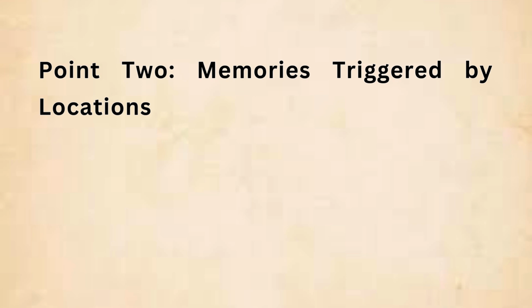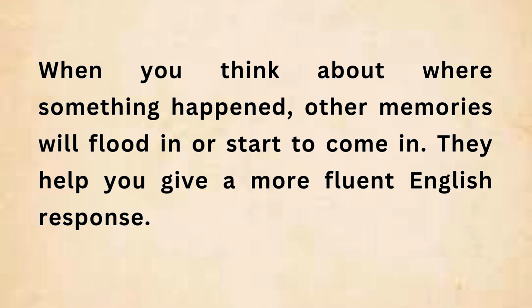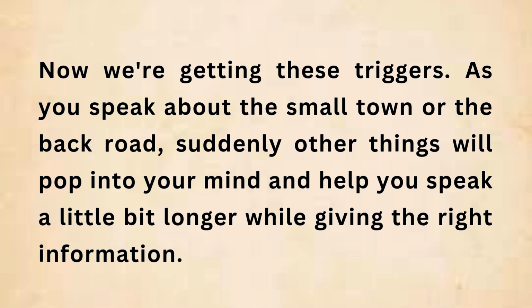Point 2. Memories triggered by locations. When you think about where something happened, other memories will flood in or start to come in. They help you give a more fluent English response. Now we're getting these triggers. As you speak about the small town or the back road, suddenly other things will pop into your mind and help you speak a little bit longer while giving the right information.